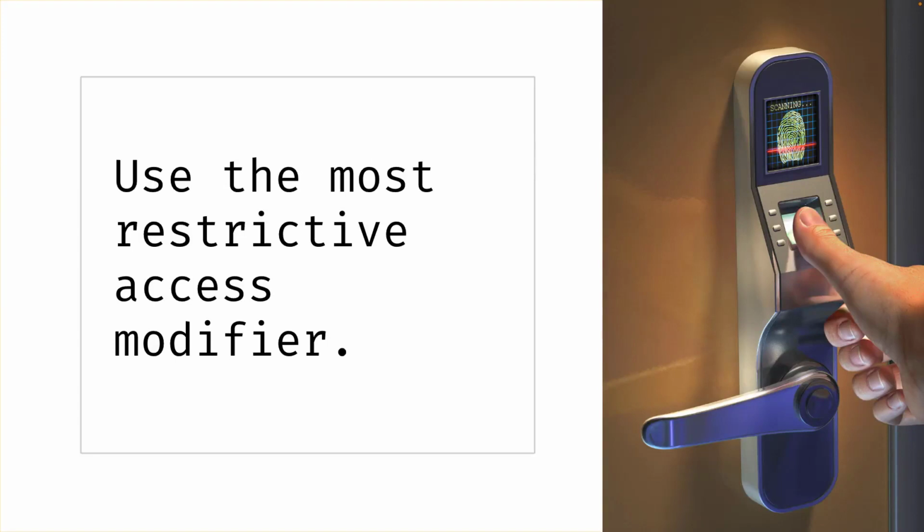In general, it's a good practice to use the most restrictive access modifier that's appropriate for a member. This helps to encapsulate and hide the implementation details of your class and prevent any unintended modifications from outside.